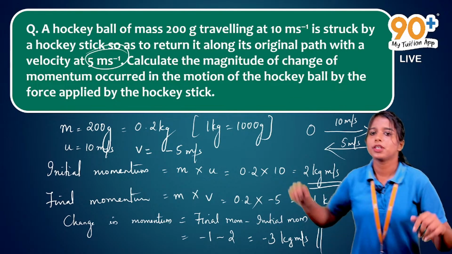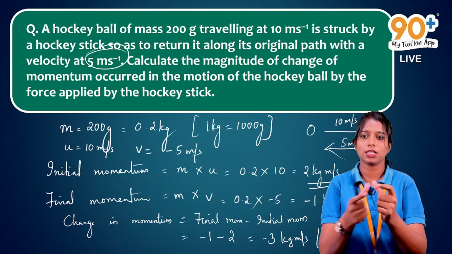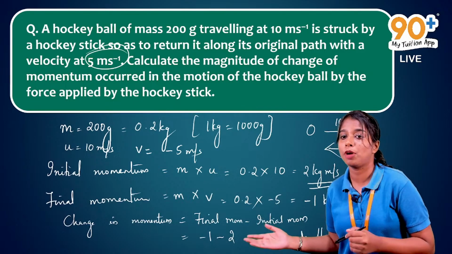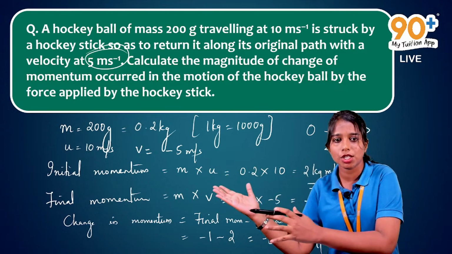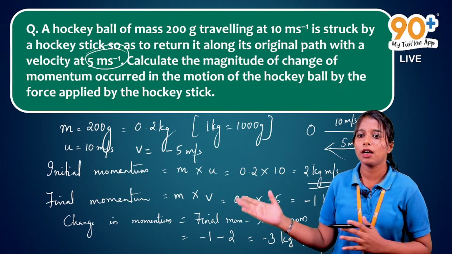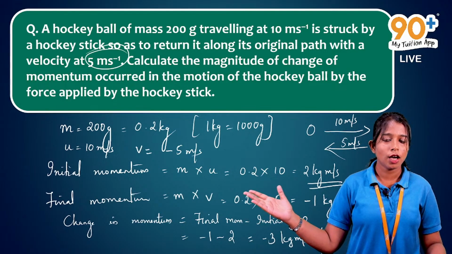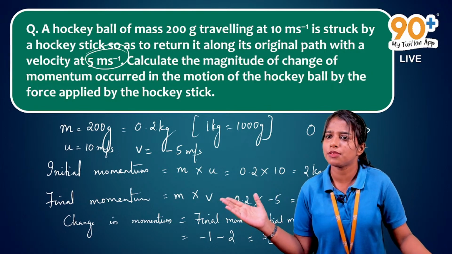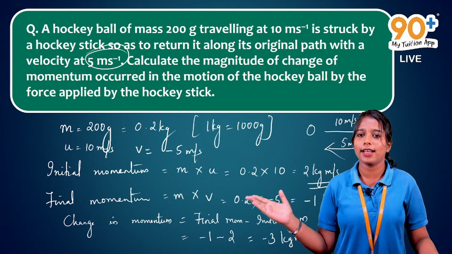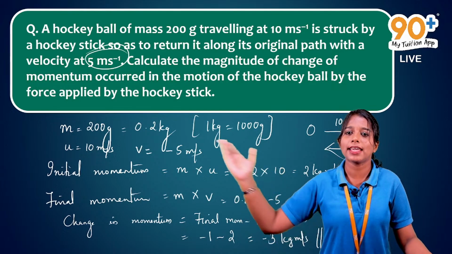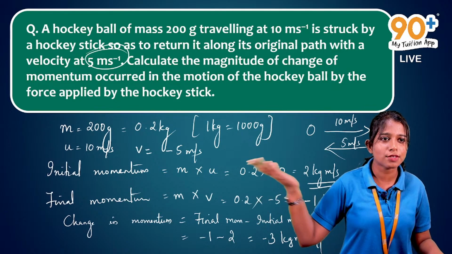Okay, so you are asked to find the change of momentum. Change of momentum is the difference between final momentum and initial momentum. So in each case find the initial momentum and final momentum. Initial momentum is mass into initial velocity u, and final momentum is mass into velocity v. Someone asks, why is v minus 5 meter per second?